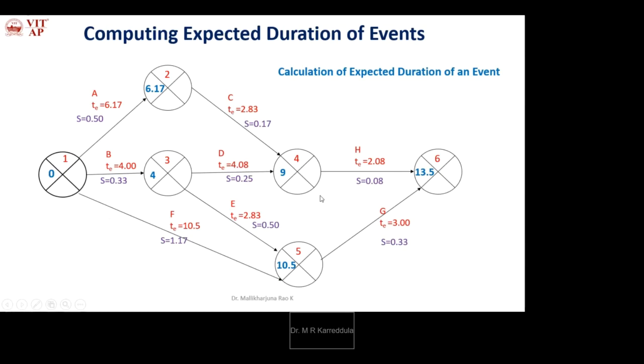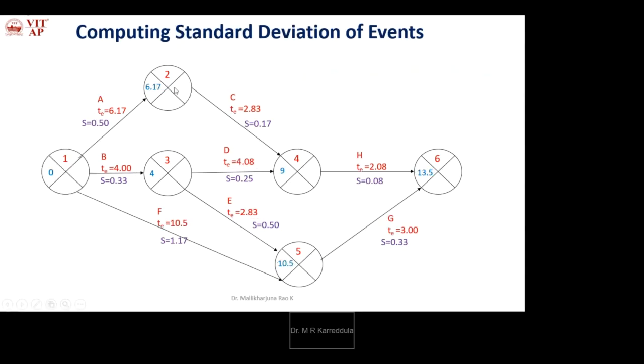Then we need to calculate the standard deviation of all the events in the project network. Computing standard deviation of events: for the first event, it is 0, because it is initiating the process. For the remaining events, for the current event, say the second, we calculate the standard deviation of the previous plus the standard deviation of the activity: 0 plus 0.50. This way we calculate the standard deviation for all the events.